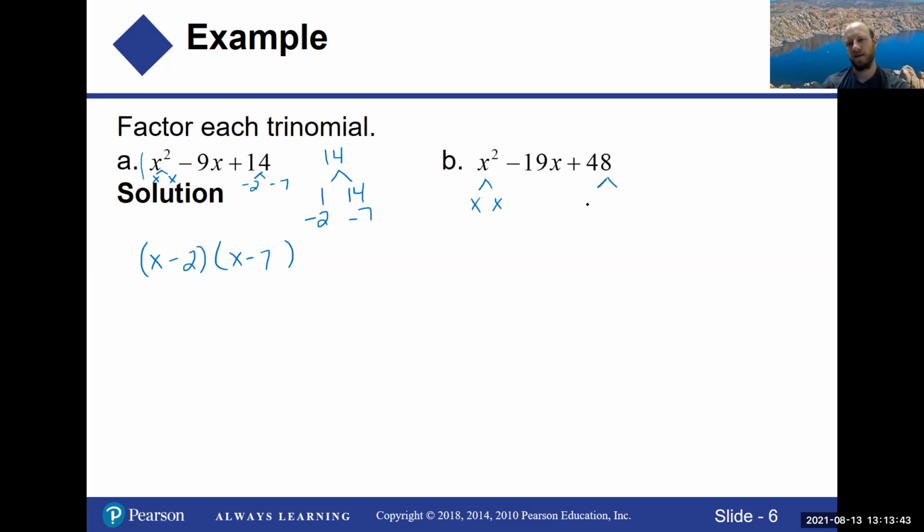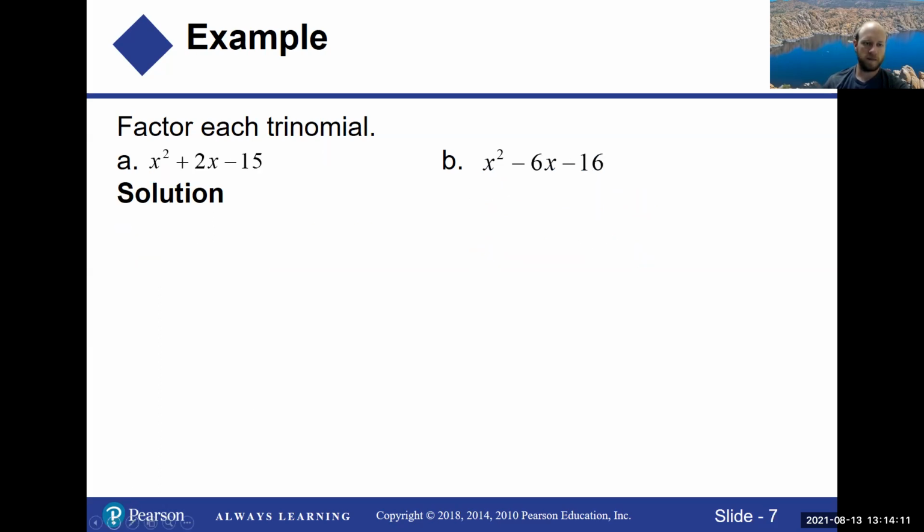And you could think in your head, two numbers that multiply to give me 48 that add to give me -19. And I know that that would be -3 and -16. So these multiply to give me +48, but add to give me -19. So I know my answer is x minus 3 times x minus 16. All right, let's go on.